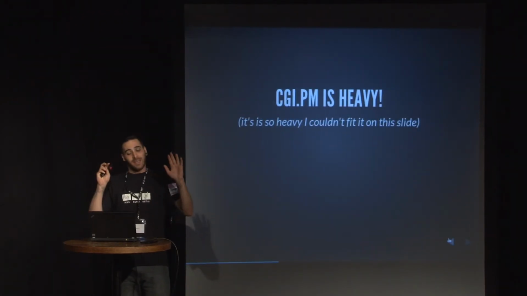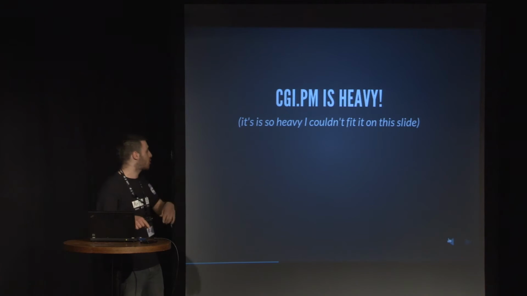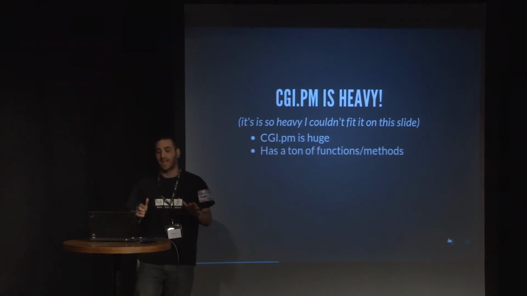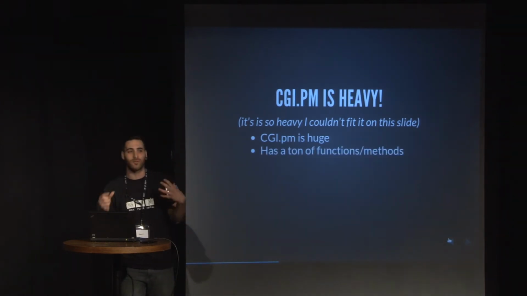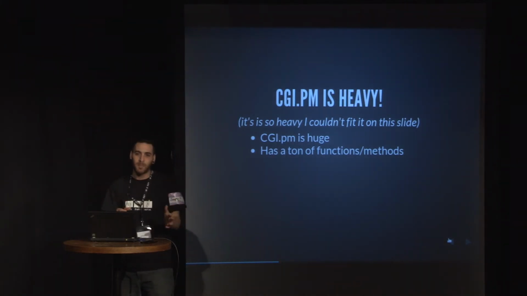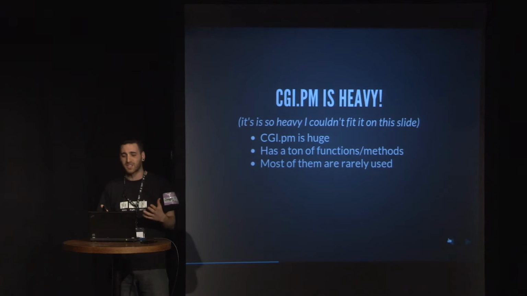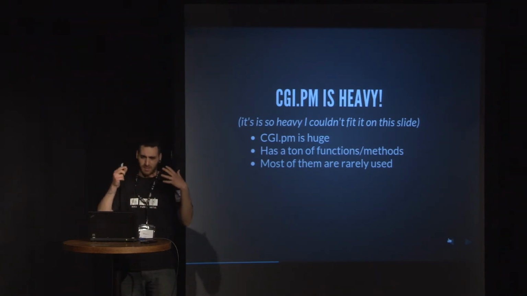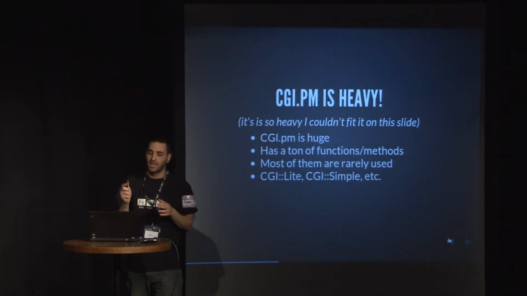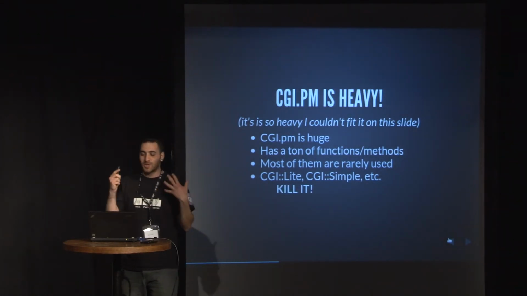Next, it's heavy. It's very heavy. It is so heavy I couldn't fit it on this slide. It crashed Chromium. It crashed X. The crash that you saw earlier was CGI. I tried to load it. X crashed. That was it. So, okay, it's huge. It has a ton of functions and methods. It hasn't heard of the 80-20 rule, where 80% of the people use 20% of the features. No, it's more like 99% of the people use 1% of the functionality. Most of the stuff that exists there is functions, methods, attributes, and hash keys that do stuff, and none of them are actually used. So there's CGI::Lite and CGI::Simple. Oh, good luck. CGI::Lite and Simple, and we just have to kill it.